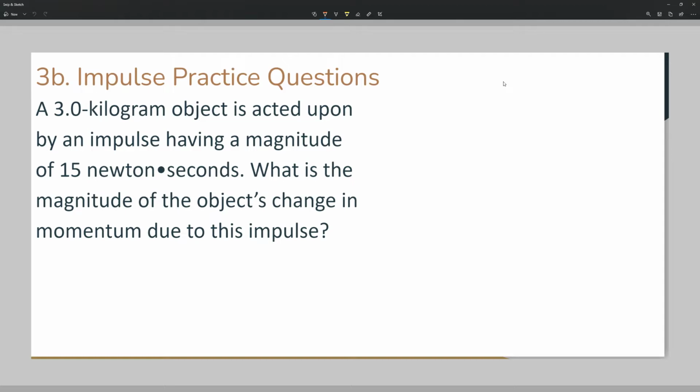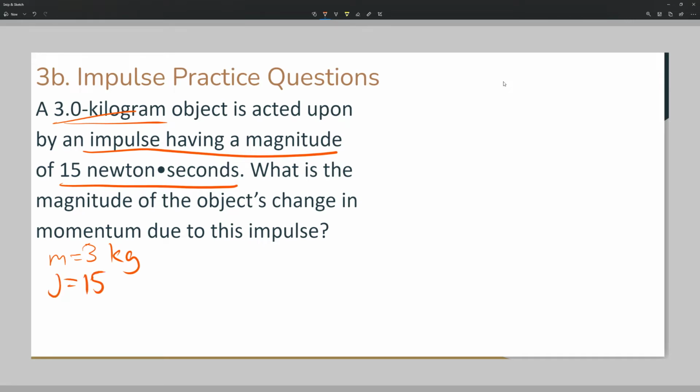So you have the 3 kilogram object. So your mass is 3 kg. As acted on by an impulse having a magnitude of 15 Newton seconds. So your impulse is 15 Newton seconds. And the question is, what is the magnitude of the object's change in momentum?